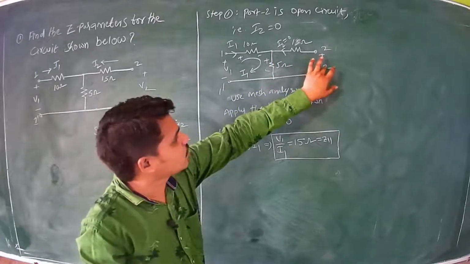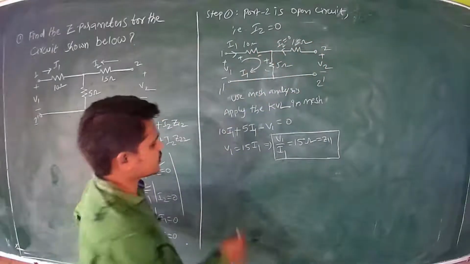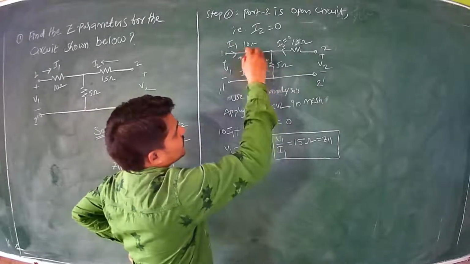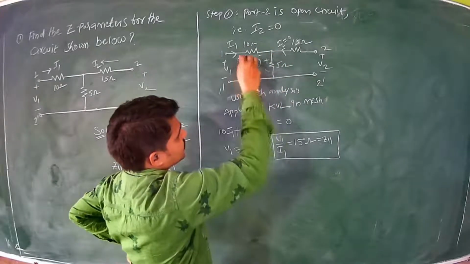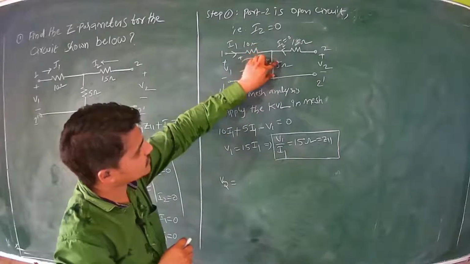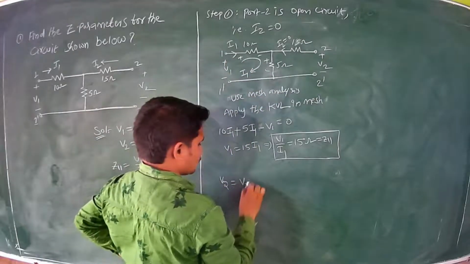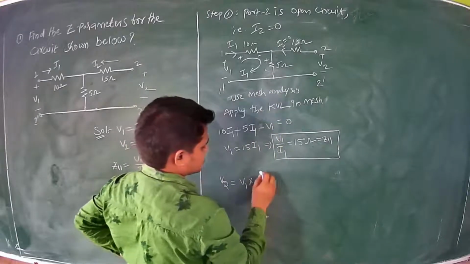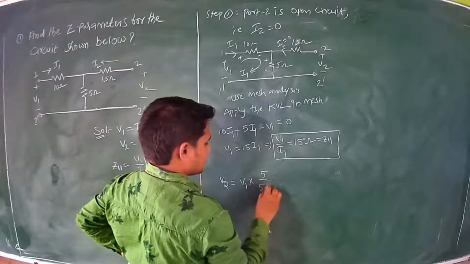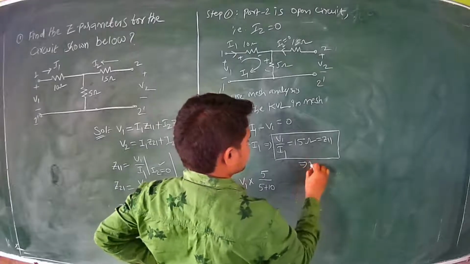Therefore the voltage available at port 2, V2, is the voltage across this 5 ohm resistor. As these two elements are connected in series, I am applying the voltage division principle. So the voltage across the 5 ohm resistor, V2, equal to V1 into 5 by the total resistance 10 plus 5, that is 15. But from this equation, what is V1?